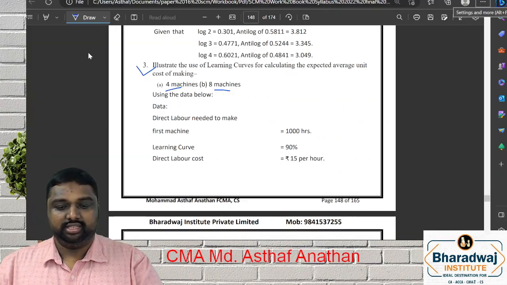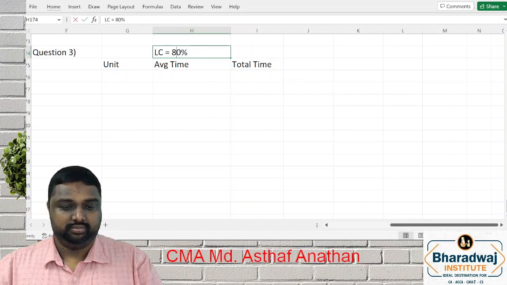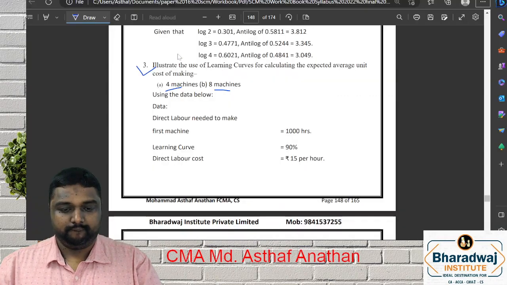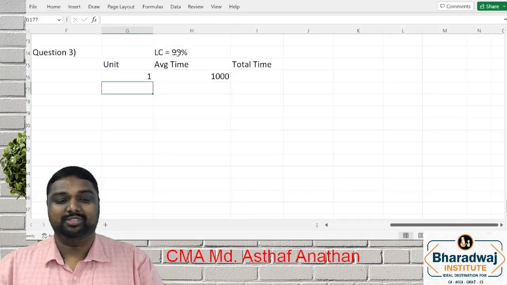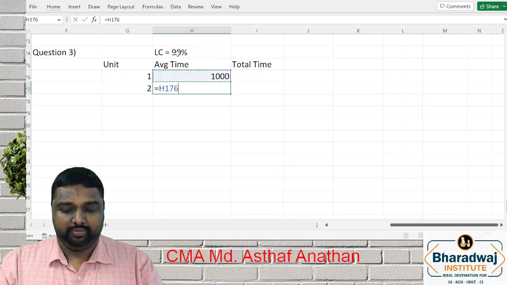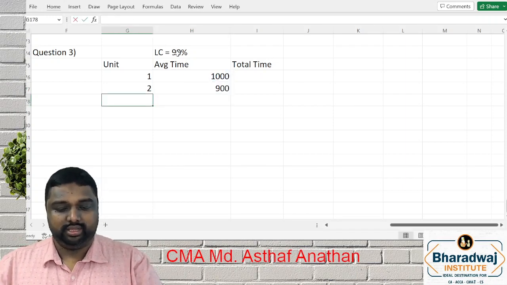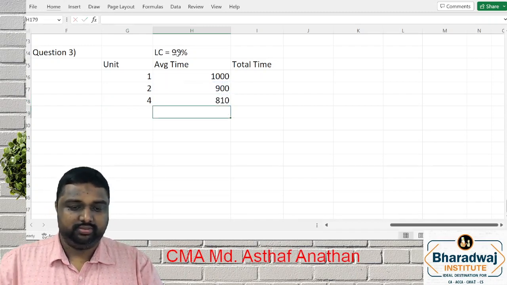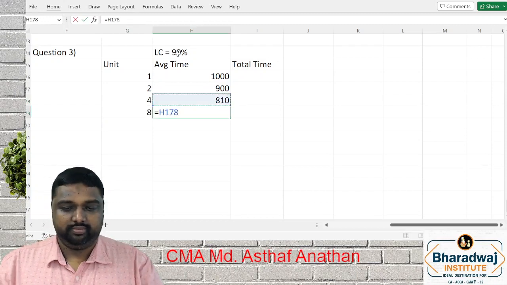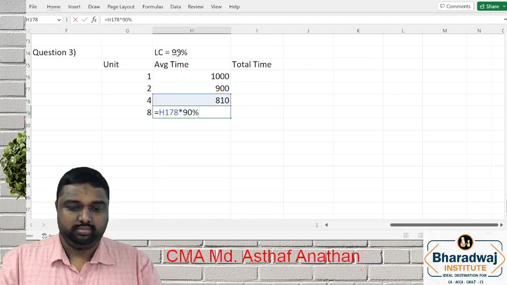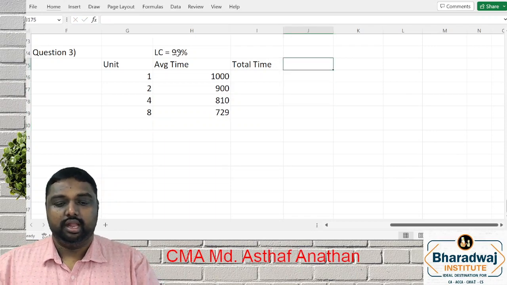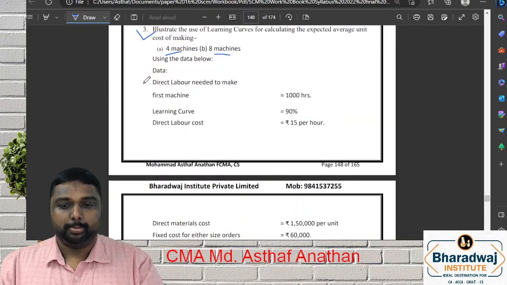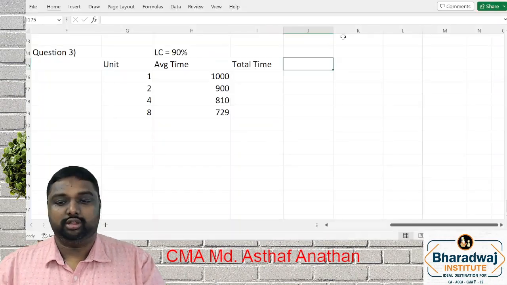The learning curve efficiency is what? 90%. So what is the unit 1? Unit 1 is 1000 hours. Second unit will be 90%. Fourth will be again 90%. Eighth will be 729. They are asking us to find out the expected average unit cost.